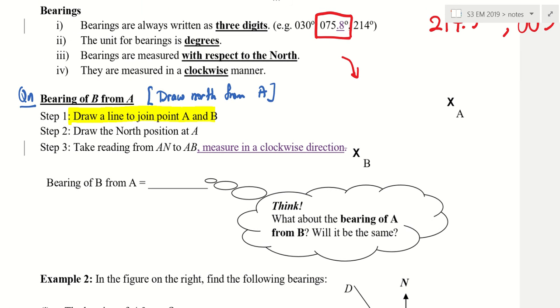First, I have these two. First, I will take a ruler. I will join. Ruler, straight line. Then I will draw a north at A. So I draw an arrow. So arrow means it's a north arrow. Then I will measure the reading of the north at A clockwise to AB. So this is the bearing.